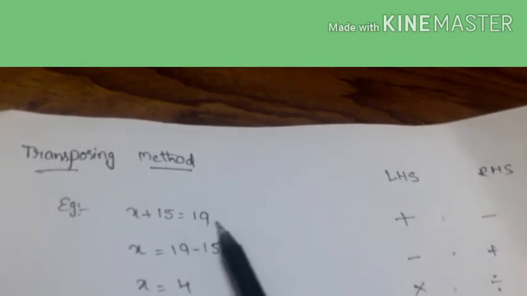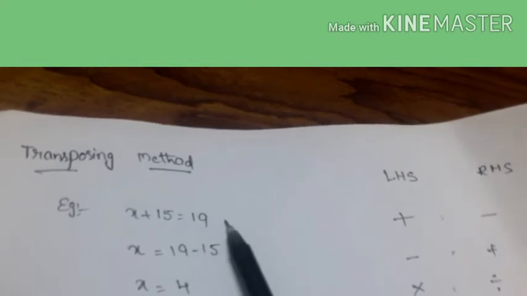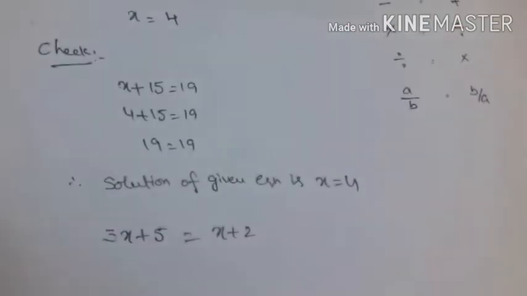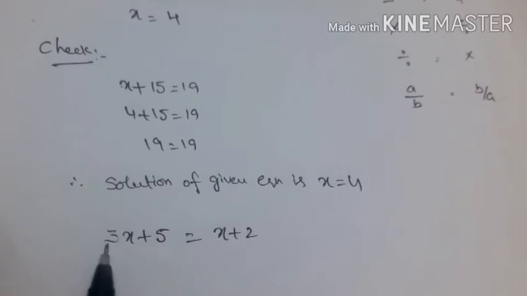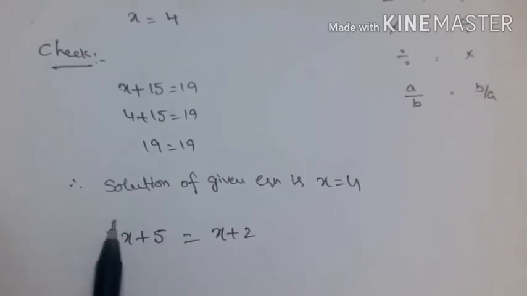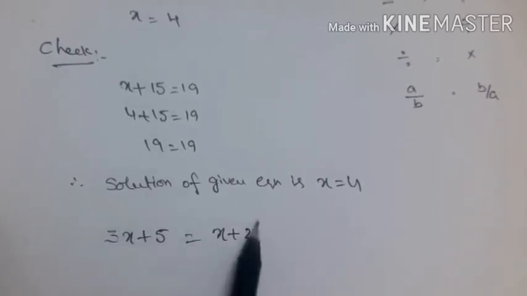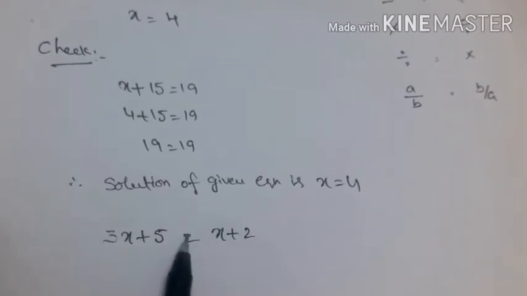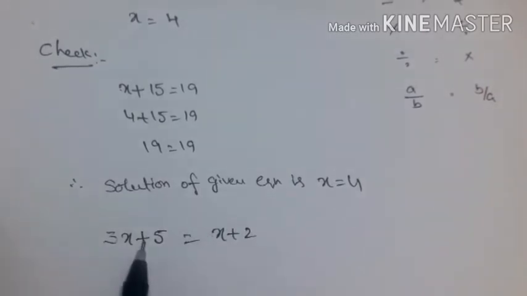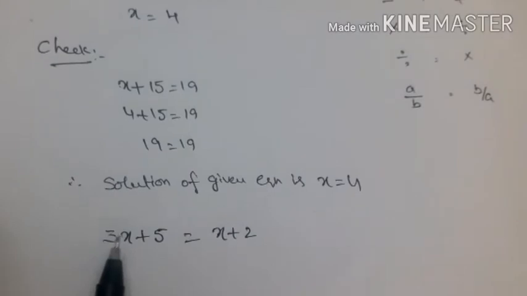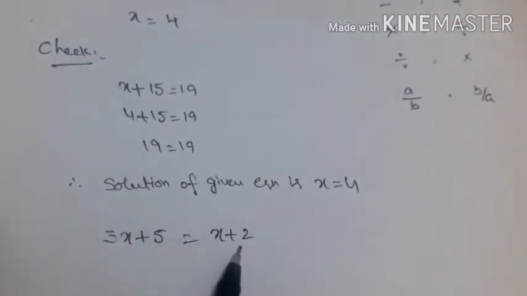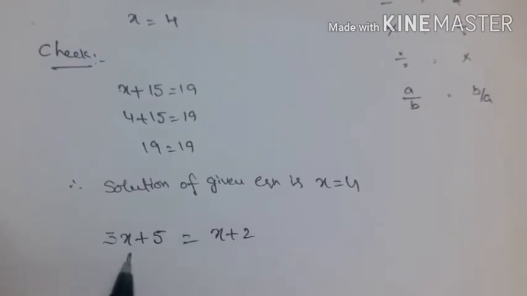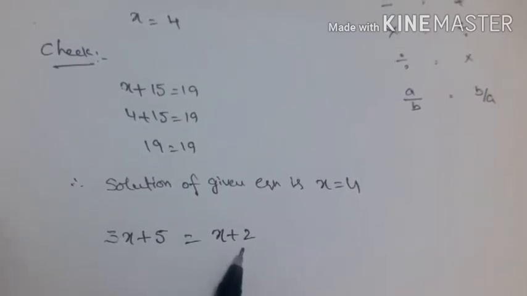But here 19 on the RHS does not have any variable. Yes or no? So I will give one example: 3x plus 5 is equal to x plus 2. So 3x plus 5 is one expression, and x plus 2 is also one expression. So these have variables on both sides. That means here 3x and here x have the same variable, but one is on the LHS and the other is on the RHS.